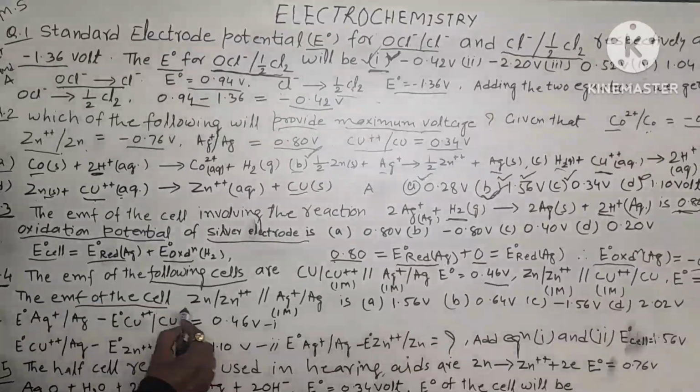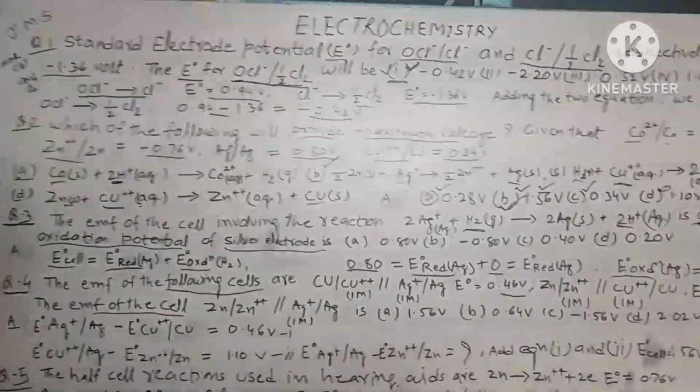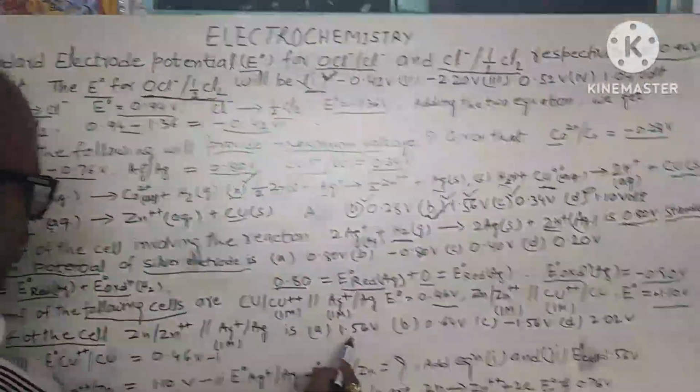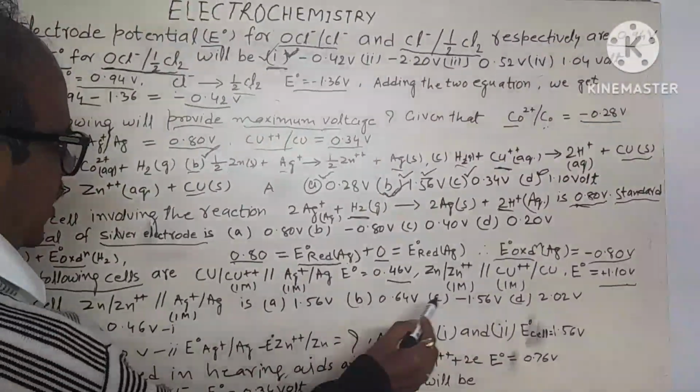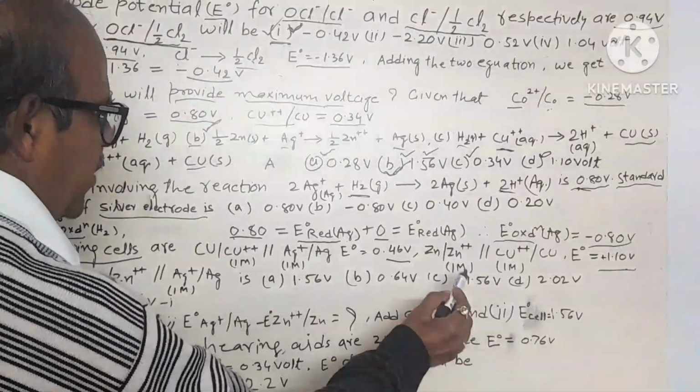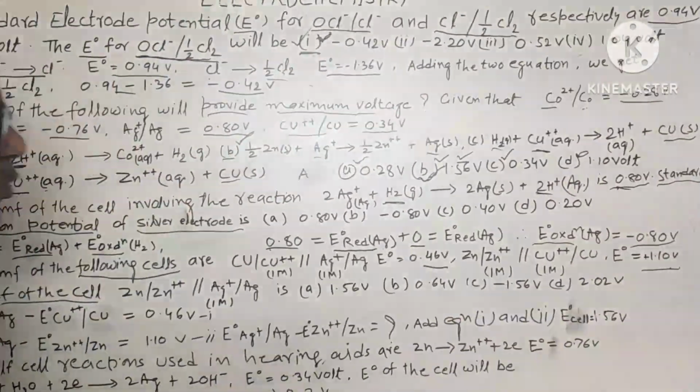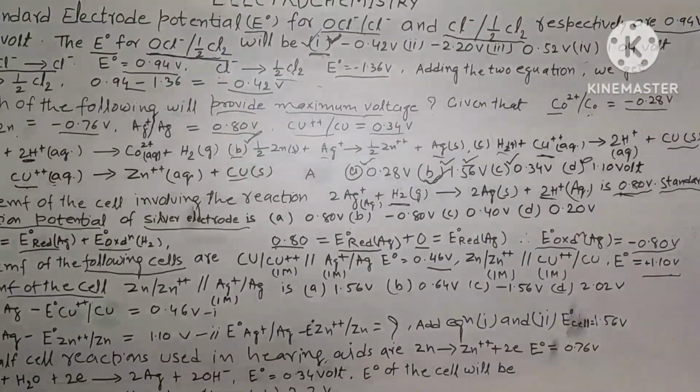Then what is the EMF of this cell? Four options are given. First is 1.56, second is 0.64 volt, third is minus 1.56 volt, fourth is 2.02 volt.